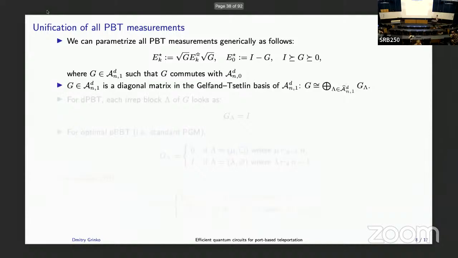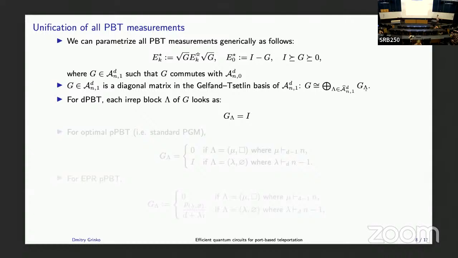And it turns out that this matrix is diagonal in the Gelfand-Zetlin basis for this algebra. You should think of this G matrix as decomposing into blocks labeled by these big lambdas, where these big lambdas are irreducible representations of the partially transposed permutations. Just as an example, if we return to those three measurements: for deterministic PBT, those G lambda matrices are basically the identity. That's how you can parameterize them.